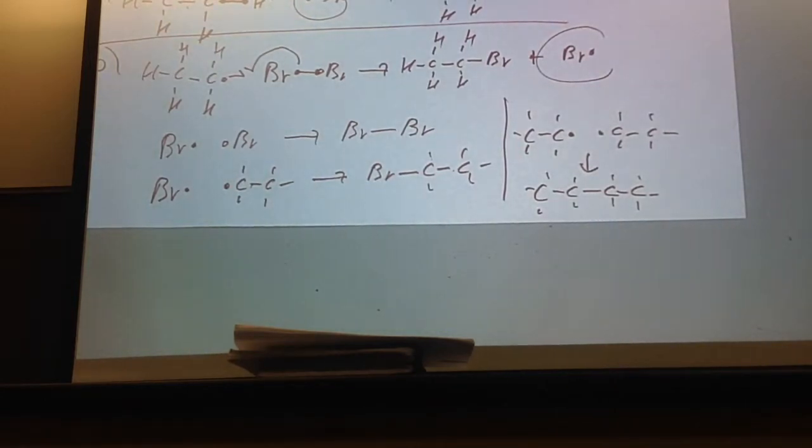Now, remember, the more stable an intermediate is, the lower its activation energy, the faster it forms. So you need to be able to tell me where free radical halogenation will take place if you have a choice as to where it goes. Okay?